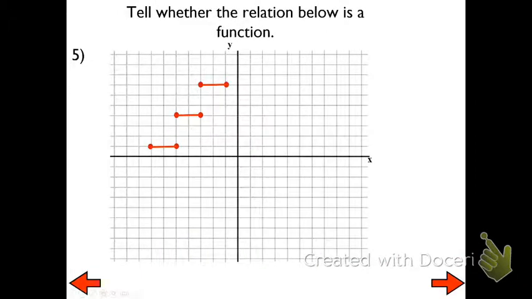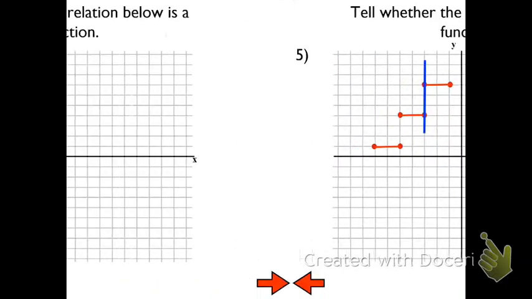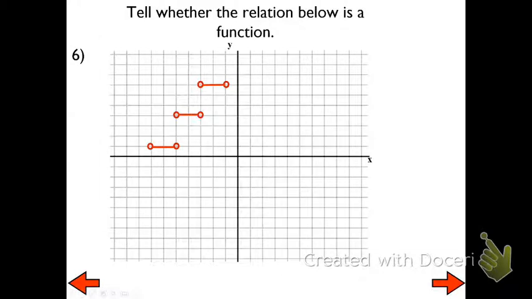Okay, this one's really interesting. I want you to notice that there are closed circles everywhere, and a closed circle is a point on the graph. So if I draw a vertical line, it touches twice. It's not a function.